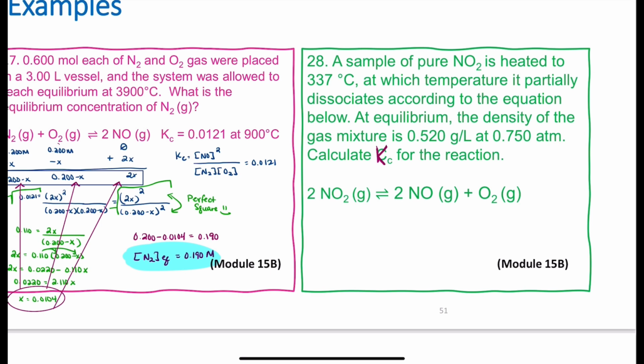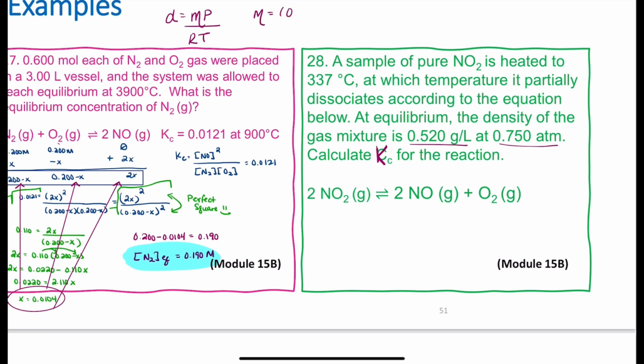Let's see. I've got a sample, pure. I know the temperature, I don't care about that. The density is 0.520 grams per liter and the pressure is 0.750 atmospheres. I can use that. Density equals molar mass times pressure over gas constant times temperature. If I can get the molar mass, I can figure out how much I have of this thing.